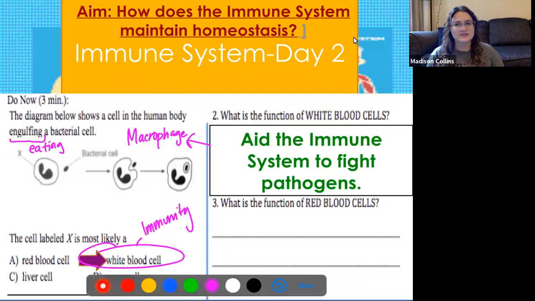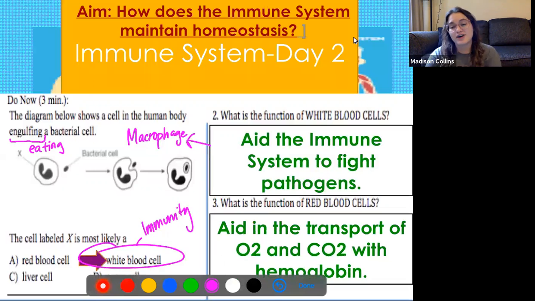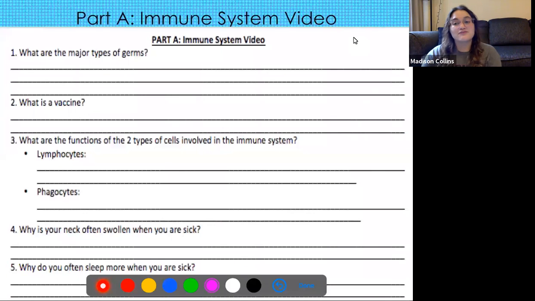But red blood cells are a little bit different. So red blood cells are going to aid in the transport of oxygen and carbon dioxide with something called hemoglobin. Remember, this is that protein that makes your blood the color red. It's the red protein that is going to allow oxygen and carbon dioxide to bond and be transported throughout the body.